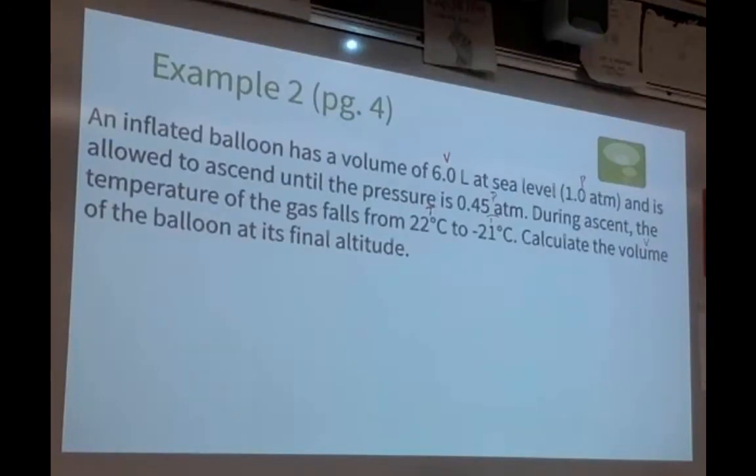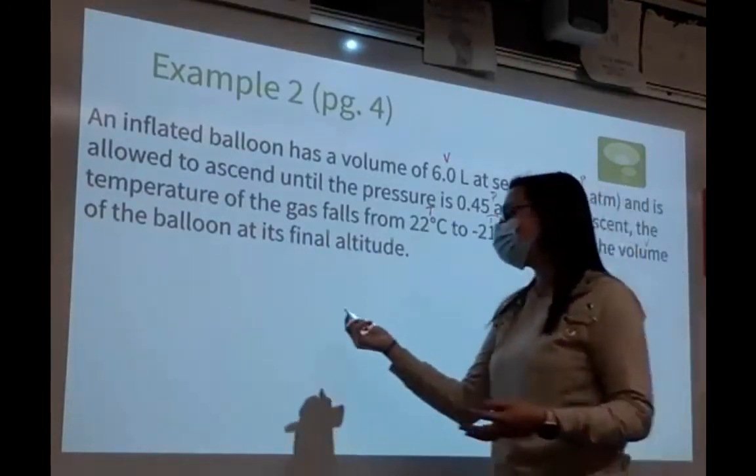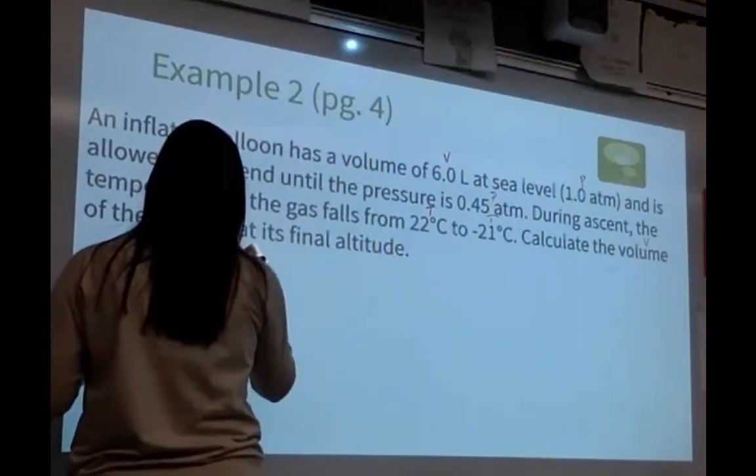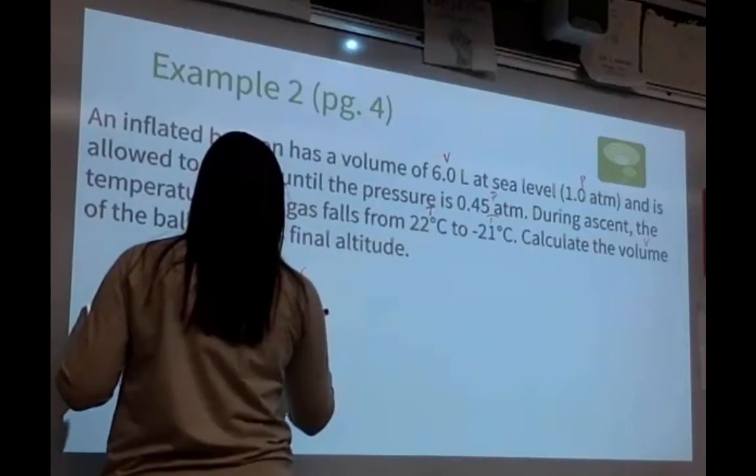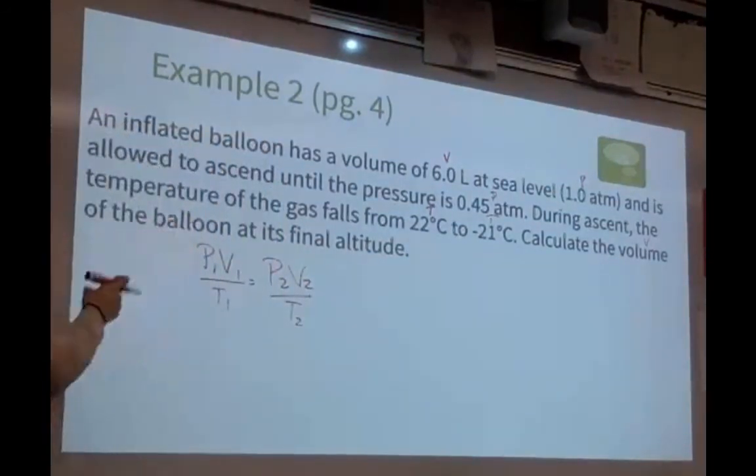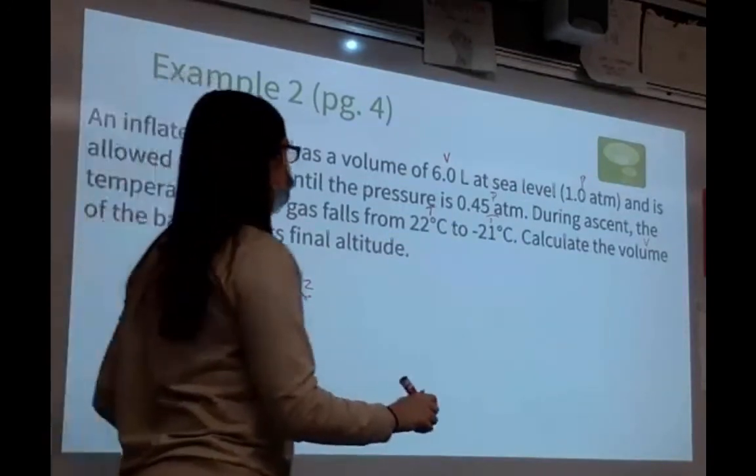So when I label all of these variables, I notice I have 2 pressures, 2 temperatures, 2 volumes. When you have 2 sets of conditions, that tells us that we're going to use the combined gas law. So before we can use the combined gas law, P1 V1 over T1 equals P2 V2 over T2, we need to know all of the variables that go together. So we need to make sure that we're labeling the first set of conditions and the second set of conditions.